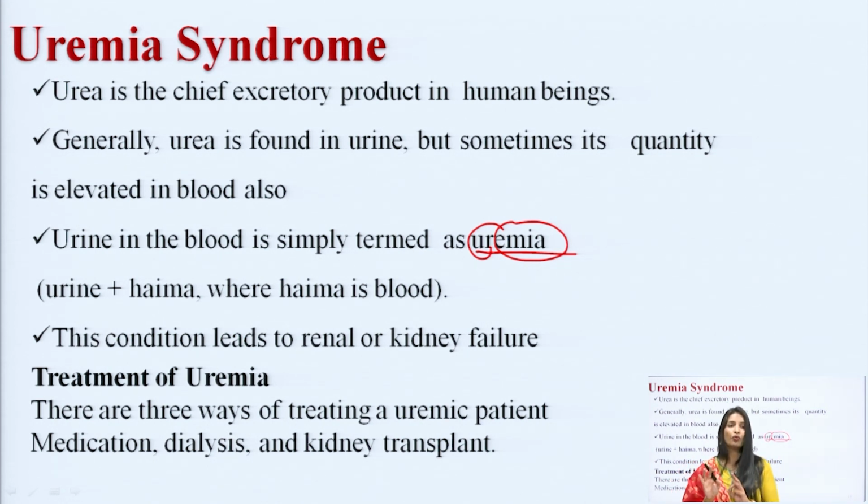In such a condition, when the urea is in the blood, what is going to happen here? The kidney is going to fail, the renal function is going to collapse. So what do you have to do here? You have to go with treatment, give medications, or follow dialysis, or go with kidney transplantation.